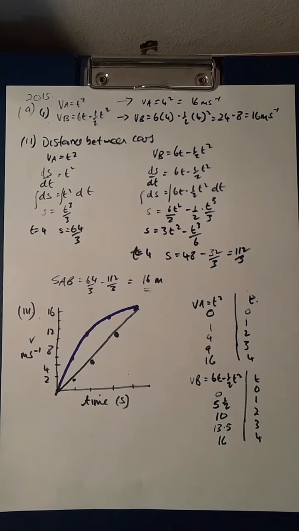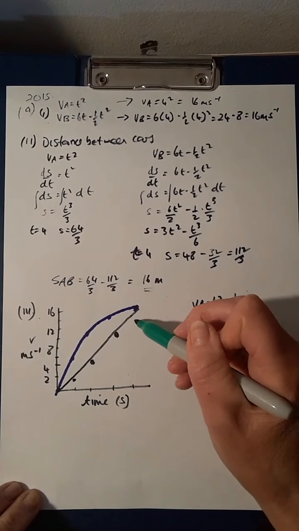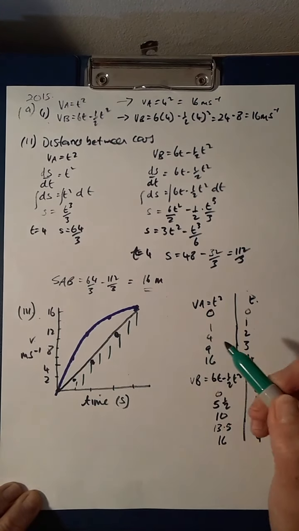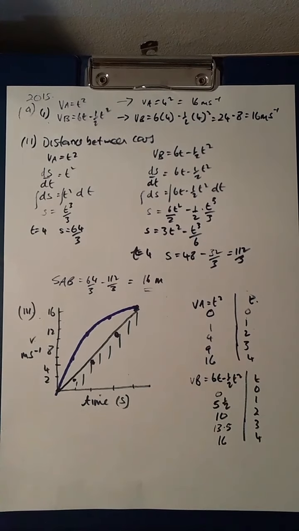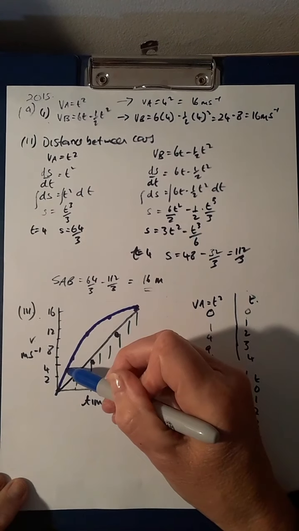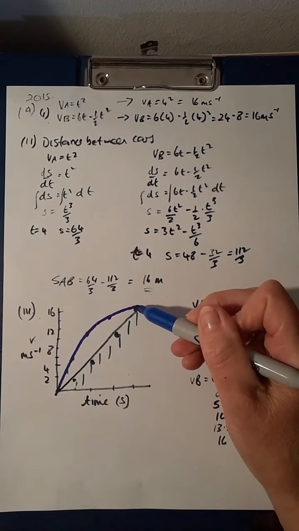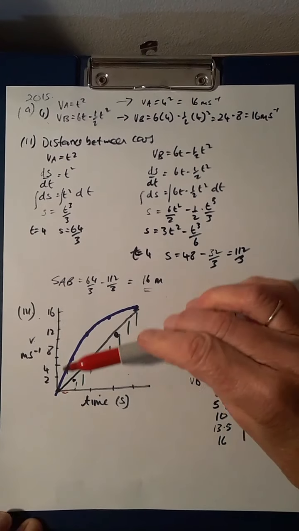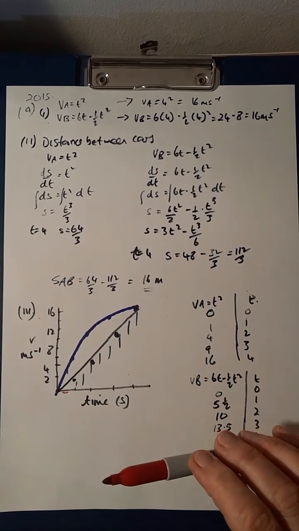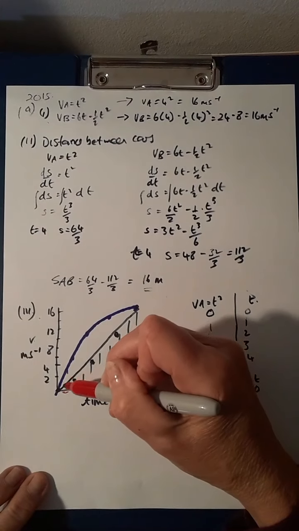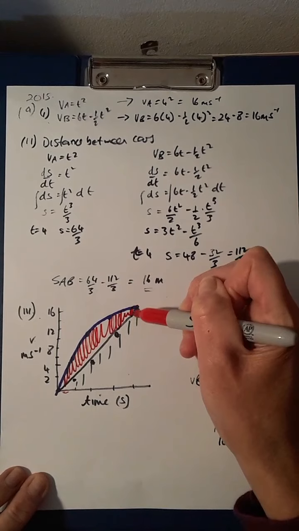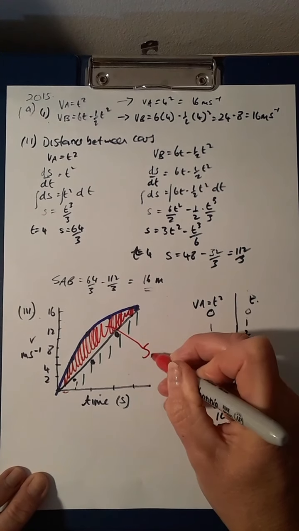between them. Okay, so this black line here, the area under that black line would be the distance that A travels, and the area under the blue line, all of that would be the distance that B travels. So the distance between them would be, subtract the entire area under the blue line from the entire area under the black line, and I'll just shade that in there in red. So this bit here is the distance between them.